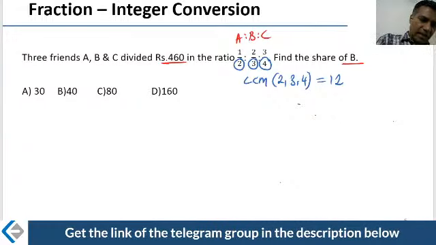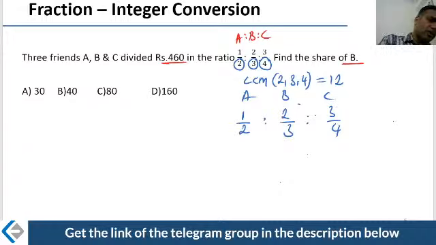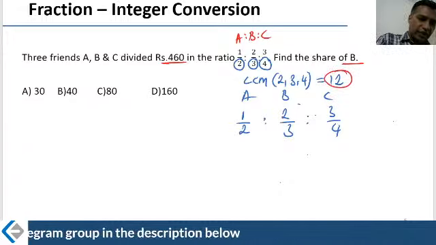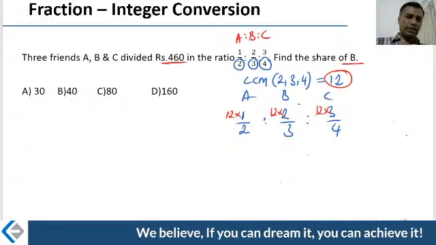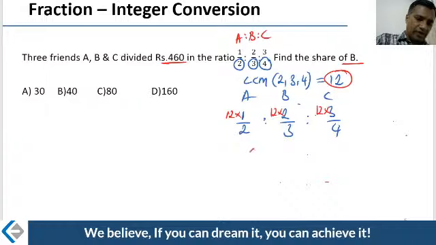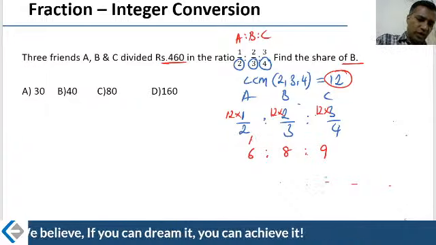In the sense, we had this relationship as 1/2, then 2/3, 3/4. That's what we are giving A, B, C. Now multiply all these numbers by 12. Therefore, 12 into 1/2, 12 into 2/3, 12 into 3/4. That's what you're doing. Simplify them. Therefore, A, B, C are now in the ratio 6:8:9. Now this is the new relationship of A, B, C.